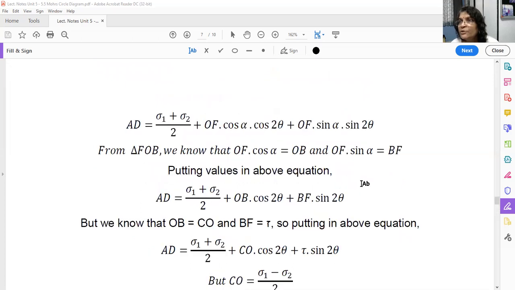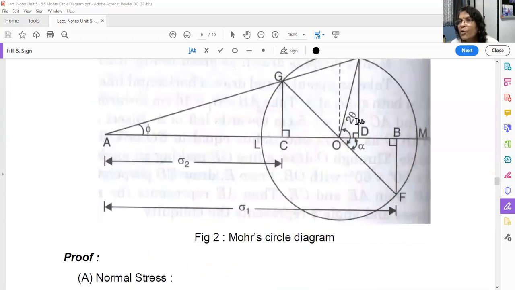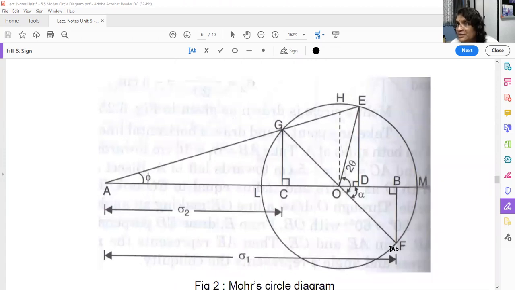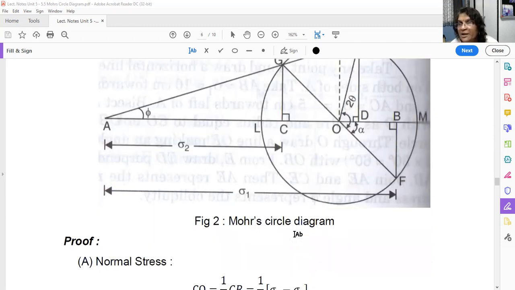See here. Now we have to come to this triangle again. OF. OE is equal to OF. Both are the radius of the circle. Now OF you can write down in terms of sine and cos here. So what is OF? Or how can you define again here sine alpha? Sine alpha is equal to BF upon OF and cos alpha is equal to OB upon OF. Okay. And what you can write down for OB? Sigma 1 minus sigma 2 by 2. And what you can write down for BF? Tau. Okay. So right now you just write down, replace OF in terms of sine alpha and cos alpha.